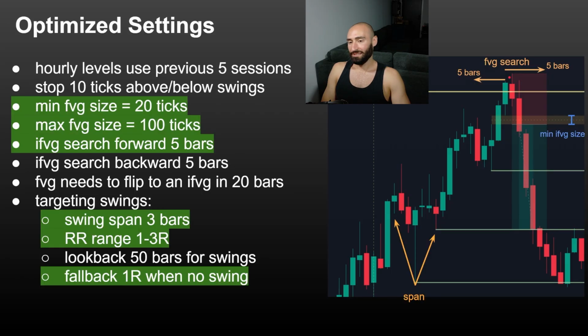Now, the targeting, we also optimized, like I mentioned. So the swing span, 3 bars. So now only this one down here would be a swing, a target level, and this one would not. The RR range, 1 to 3, give us some more room, and then fall back to 1R. Take your quick profits when you can.